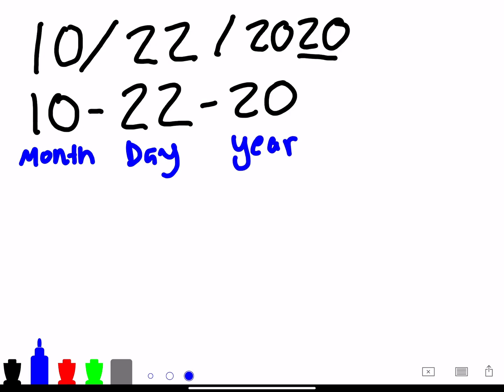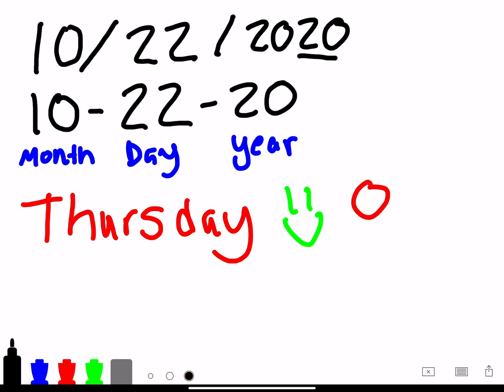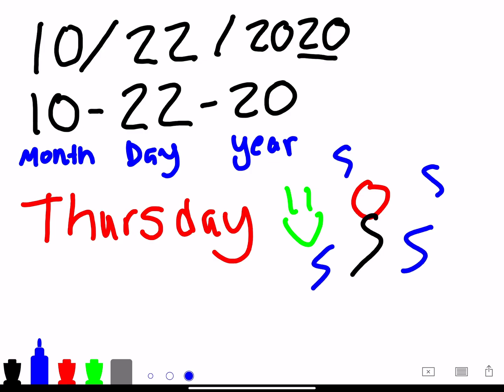And what day is today? Today is Thursday, which means tomorrow's Friday, and then the weekend. So yay, celebrate, confetti, here's some balloons. Woo, almost to Halloween and the weekend.